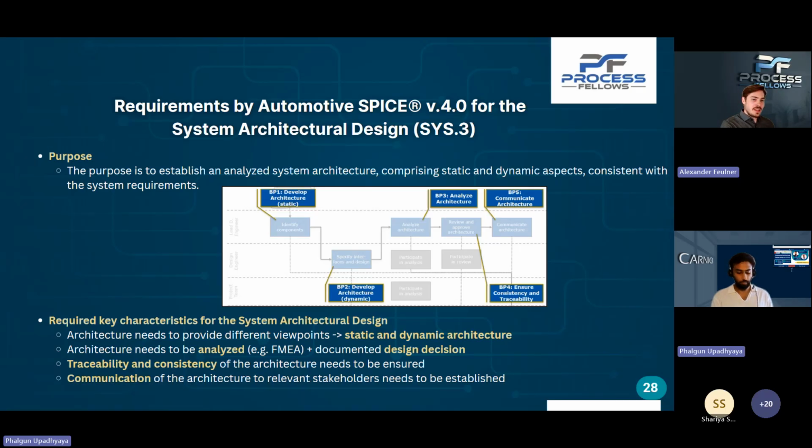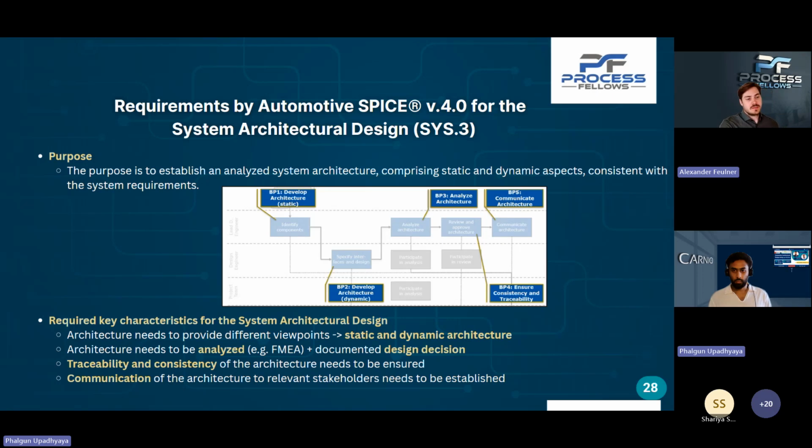It starts with having the static architecture developed. This is the hierarchy view and also the functional breakdown. Base practice 2 is then to have the dynamic architecture in place. Here we talk about operating modes, state machines, sequence diagrams, and activity diagrams. Then, of course, we need to analyze the architecture. Analysis is always a big part in Automotive SPICE. Then we ensure it is consistent and traceable to the system requirements, and communicate the architecture.